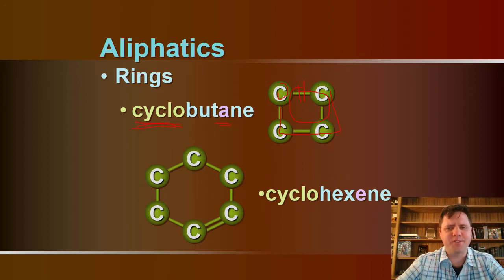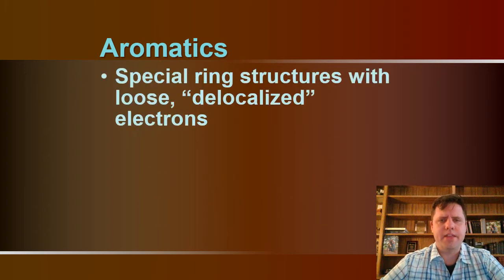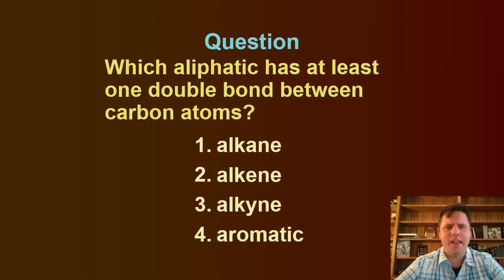Here we have cyclohexene. Again, the E is there because there's at least one double bond present in this molecule. The hex tells us that there are 6 carbon atoms. Here the but tells us that there are 4 carbon atoms. We'll look at a chart in just a moment. But just to give you an idea of how the aliphatic rings go, they just attach from one end to the other, and then we use cyclo as a prefix to say that it's existing as a ring. Now the aromatics have special ring structures with loose, delocalized bonds, and we're not going to be dealing with those very much here because of our time constraints again.